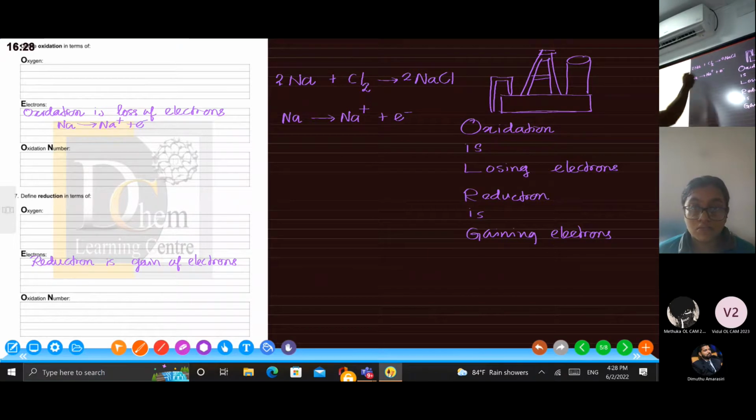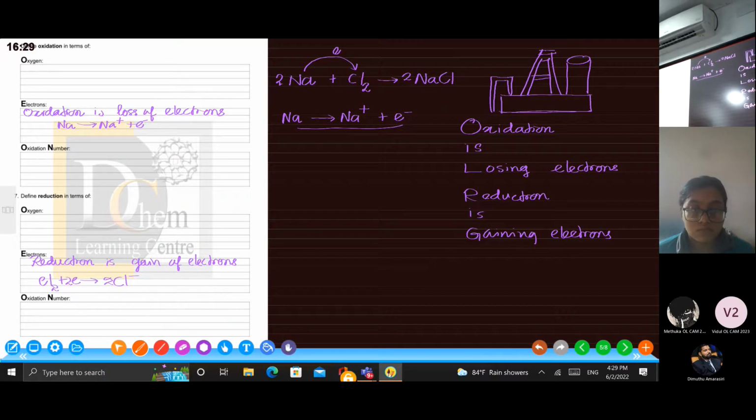But children, reactions are not always given like this. They don't show the electrons. They give you this, so you have to visualize. Sodium is a metal. It gives electrons to chlorine. So sodium is losing the electron. Chlorine is gaining the electron. Let me write Cl2, 2Cl, gaining electrons and becoming 2Cl minus. Reduction. You get it?